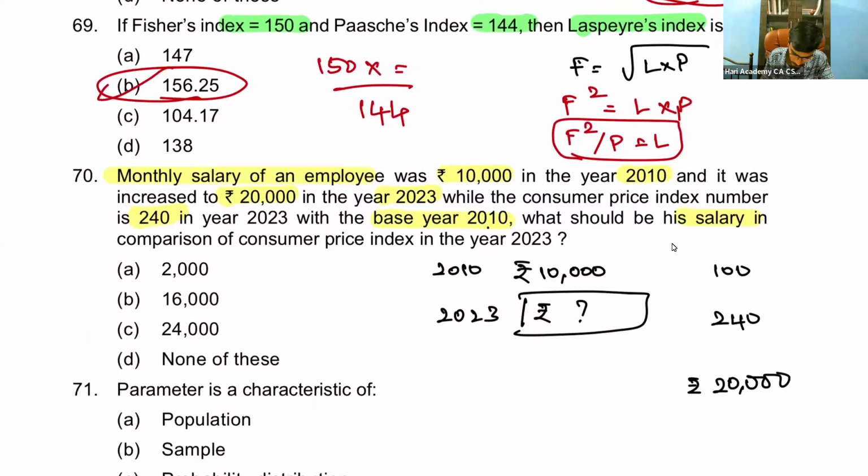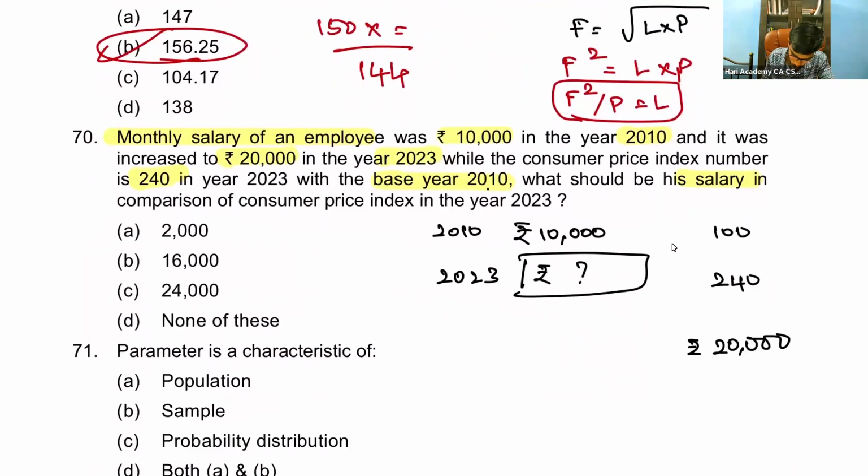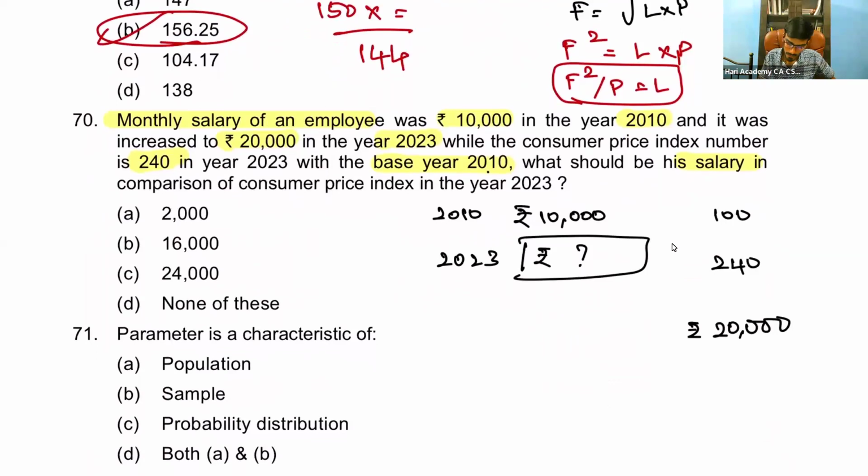In the year 2010 it was 14,000, and it was increased to 20,000 in the year 23. The price index of 240 in the year 23 is given with the base year 2010, as compared to it is 240. Then what we will do? 14,000, I will consider base as my 100. Now 23 is going to be 2,000 divided by 100 into 240 divided by 100. What is the value? You will get 24,000.